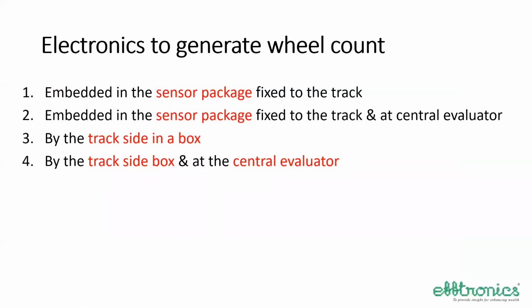So the first type is where the electronics is entirely embedded in the sensor package and fixed to the track, just what we have seen. And the second type is what we are talking about, the electronics at the track side, embedded in the sensor package, fixed to the track, and at the central evaluator, both the places. Electronics is at both the places before it is given to the evaluator, that is the processor. And there is a third system where the entire electronics is available by the track side. Nothing is available at the central place. And the fourth one is by the trackside box and at the central evaluator. Here, the sensors are simple coils. They're all passive things. There is no amplifier, nothing is available. The whole thing is fed from the trackside box. So trackside box and inside the sensor package. These are the differentiations.